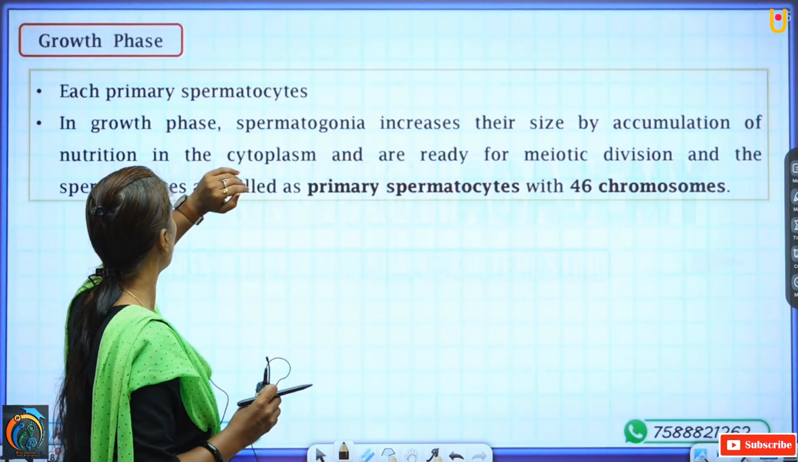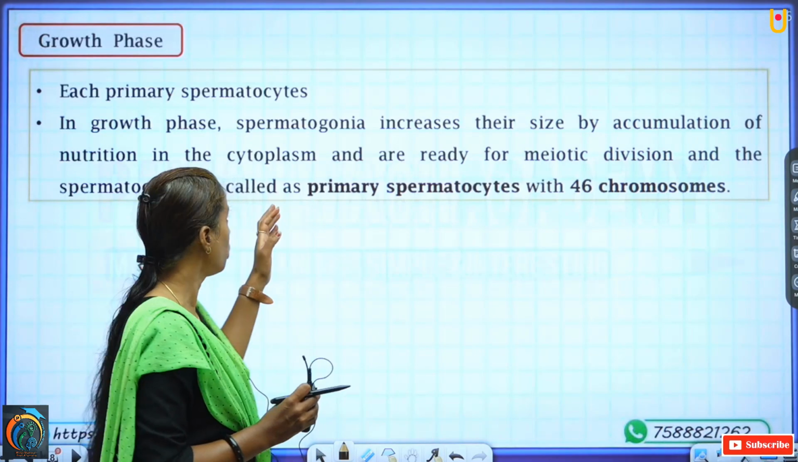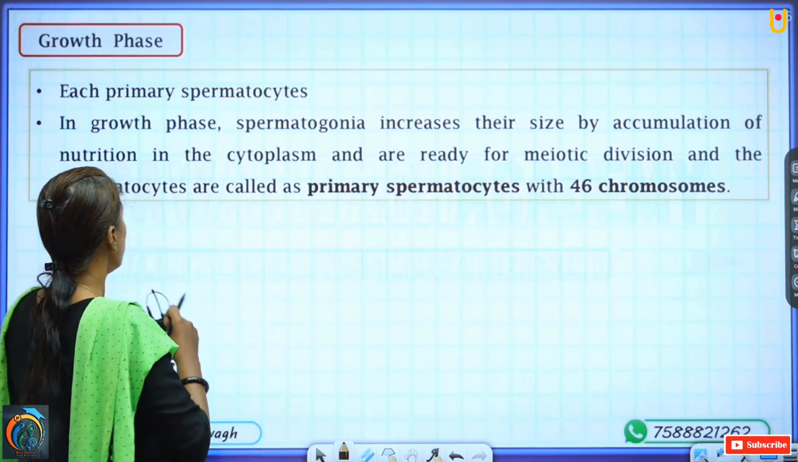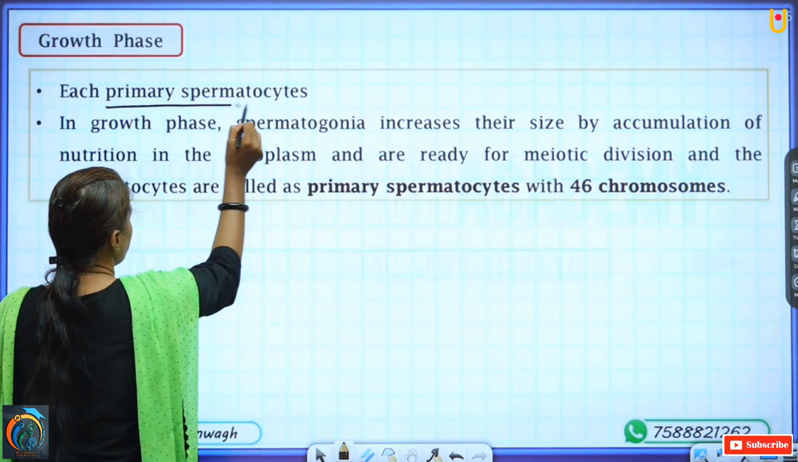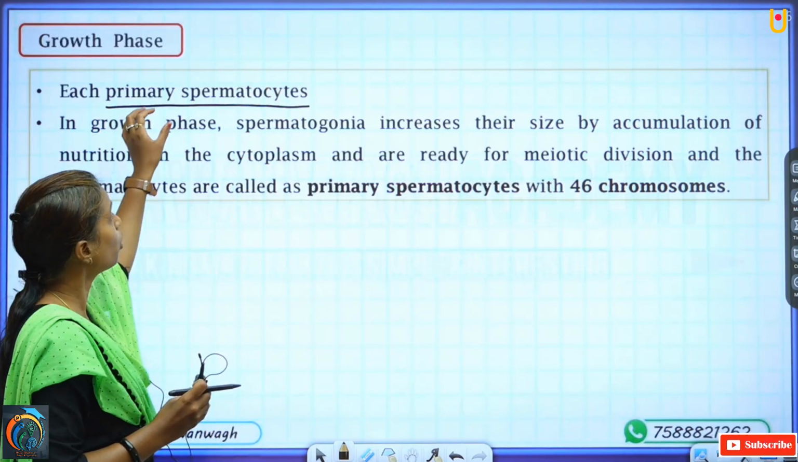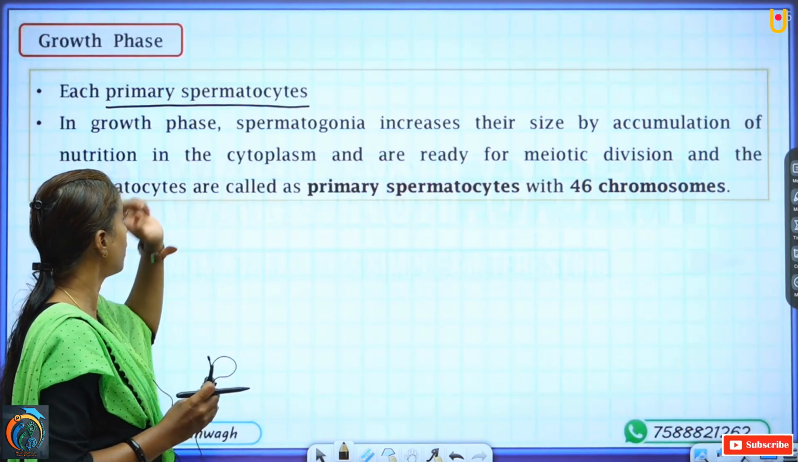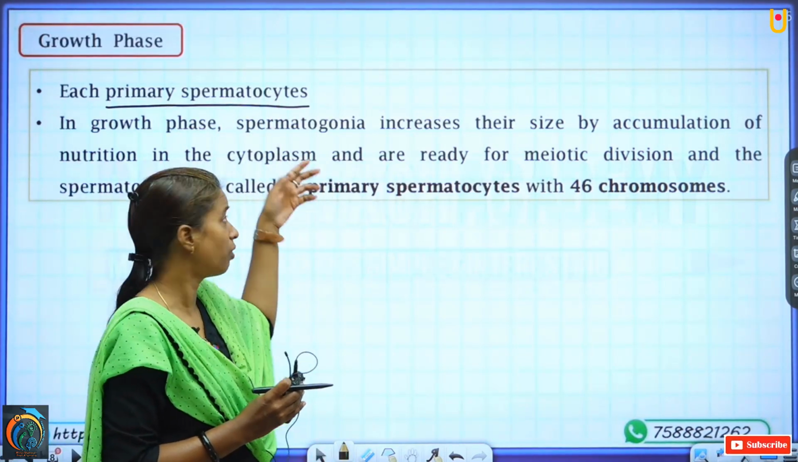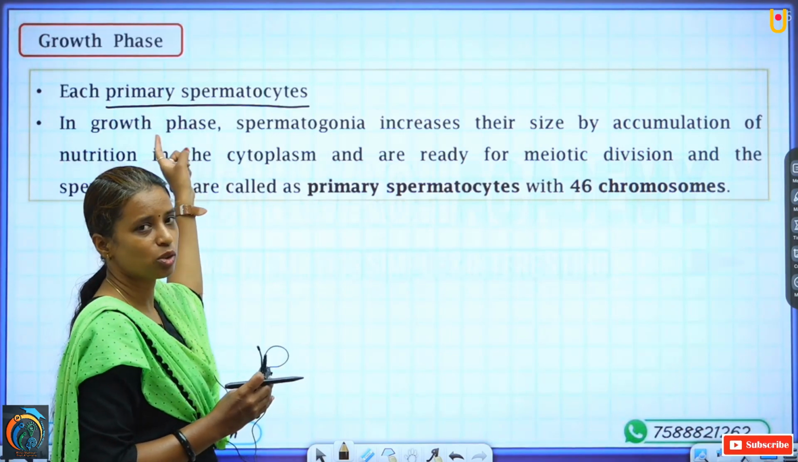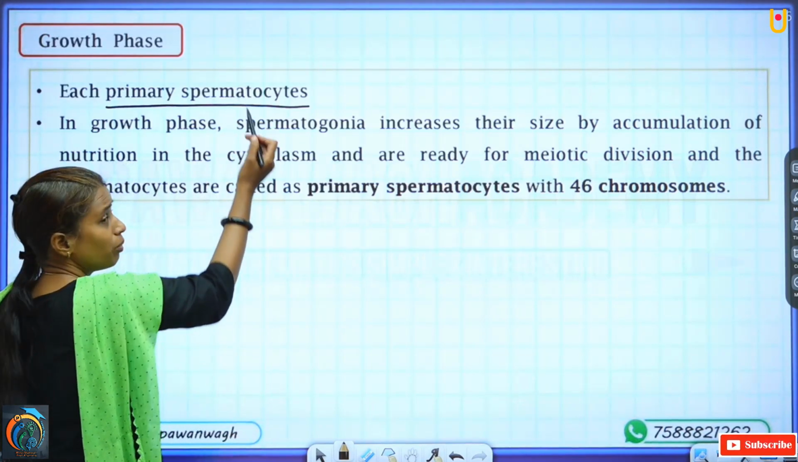Now in this growth phase, what happens? The process of multiplication is not seen here. Here only the growth of those cells is taking place. The role here is of the primary spermatocyte. The primary spermatocyte will grow and develop. Why are we calling it a primary spermatocyte? Because it has undergone the process of multiplication, and after that it has come to this stage, and that's why it is known as primary spermatocyte. Now it is near to becoming the sperm.